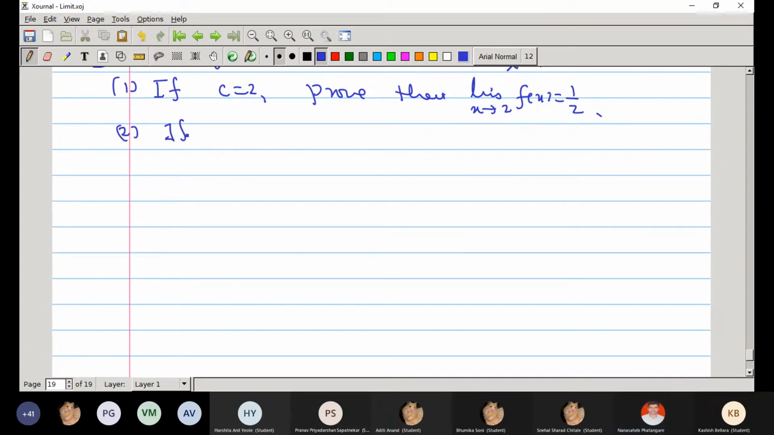Second, if c is positive, prove that the limit as x tends to c of f of x is 1 by c. For any c, prove that the limit at c is 1 by c. So we'll discuss the second case. First case similarly you can argue, right?